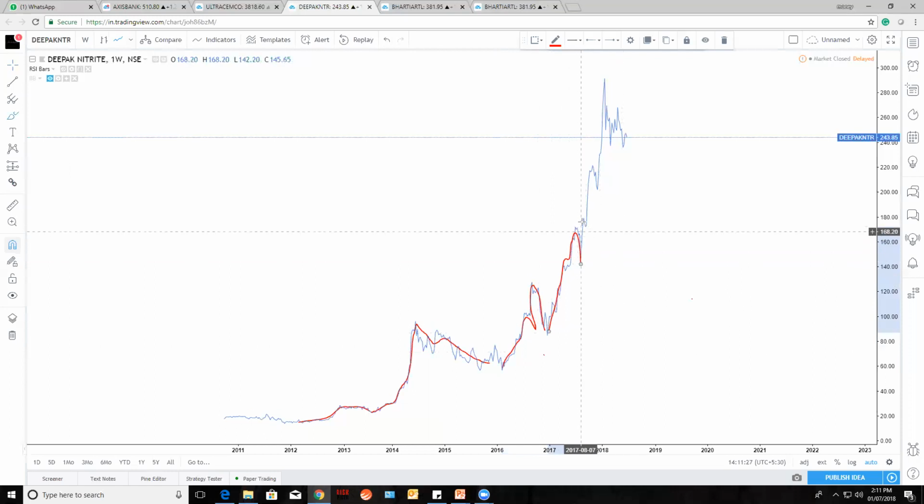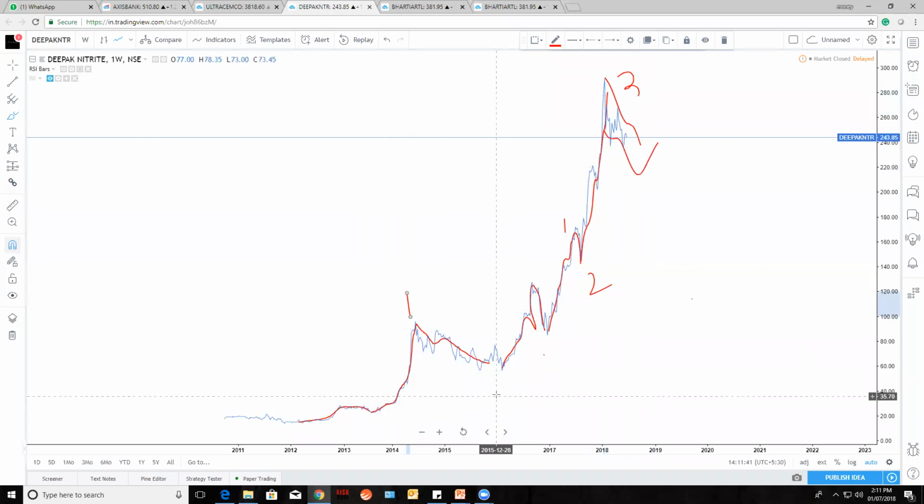After the correction, 1, 2, 3, 4, and 5. This is one more wave. So here it's 1, here it's 2, here it's the third. Now it's going into the third wave's correction. Here it's 1 and 2, right? Here it is, let's say 1 and 2. This is third, this is fourth, and this is fifth.